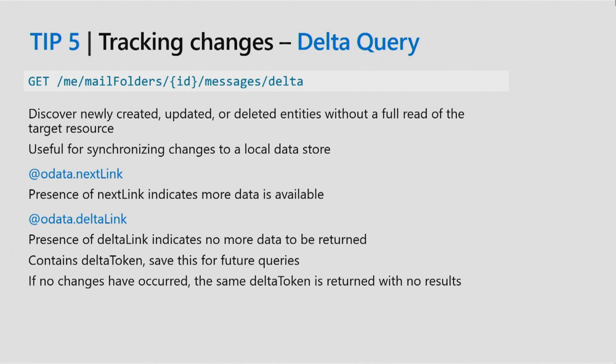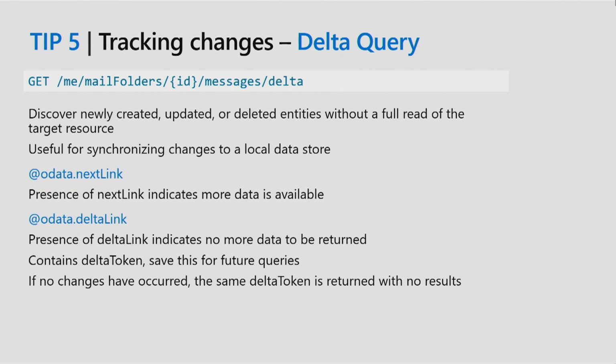We use the odata.next link because there may be more than one page worth of changes, and you keep following those next links until you get to the odata.delta link. Now, what the odata.delta link tells you is, yes, you have finished getting all of the changes, and you need to hold on to that delta link so that at some later point in time, you can call that delta link again, and we will tell you all of the things that have changed since you last called us. And if no changes occurred, we'll return you back to the same delta link with no responses.